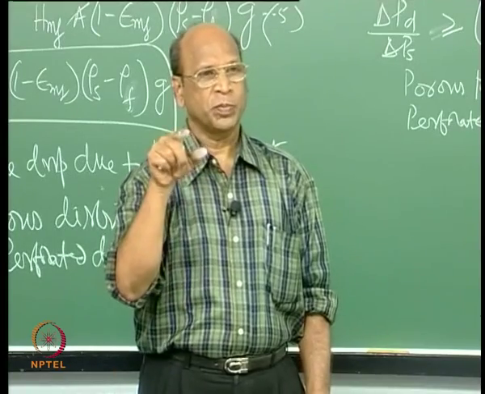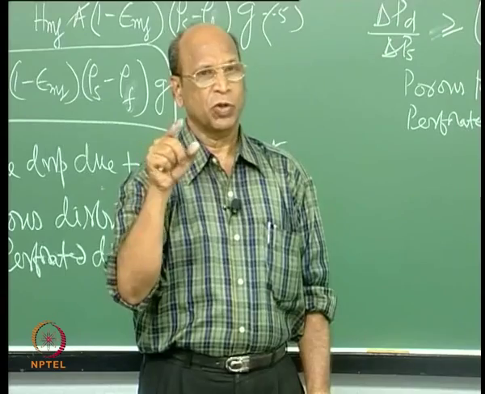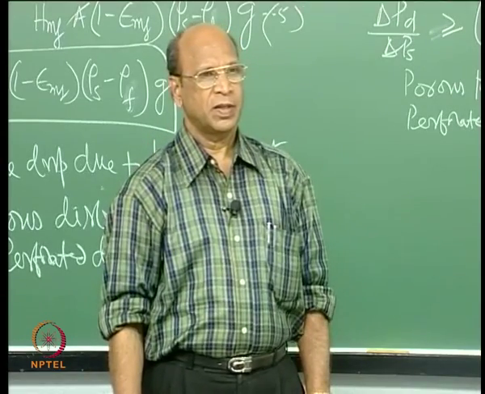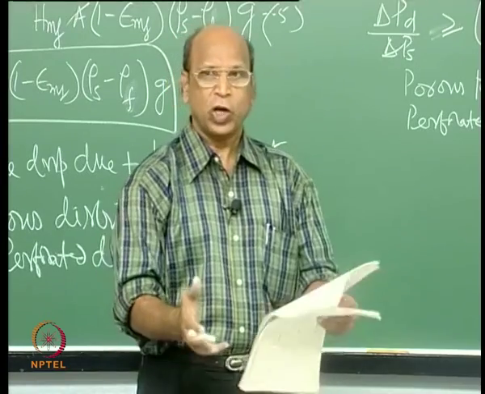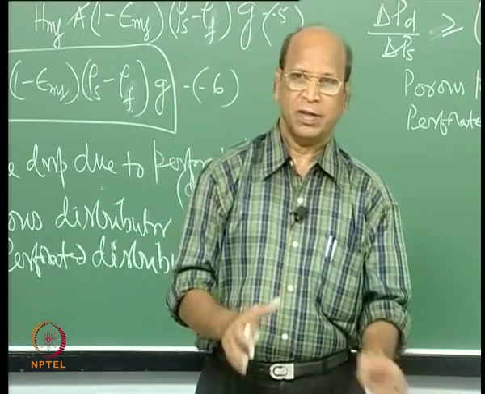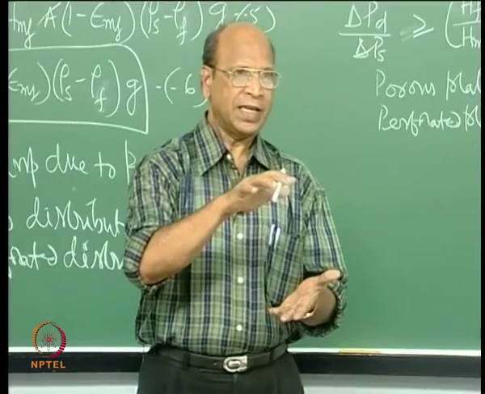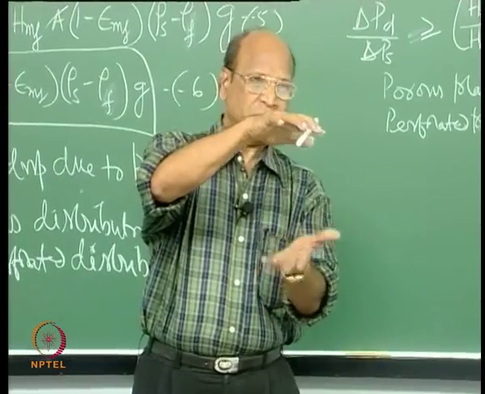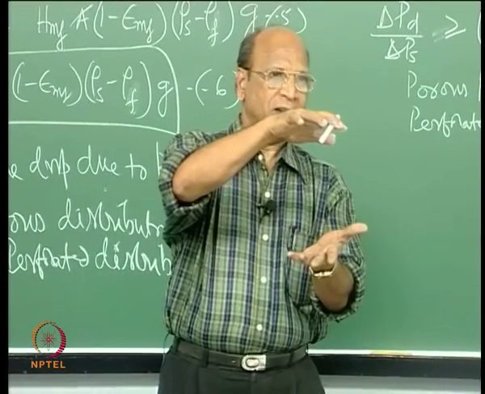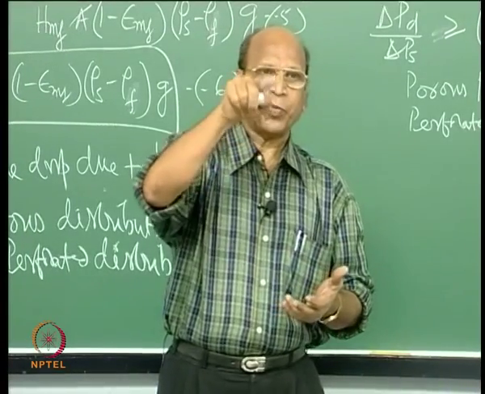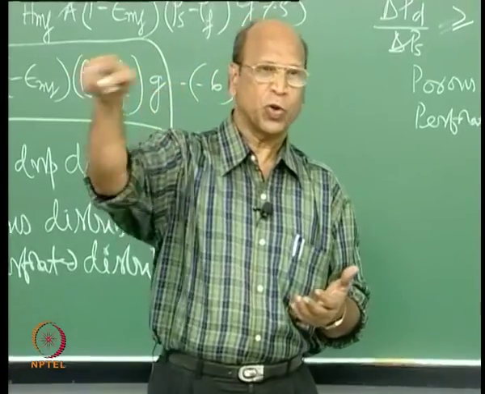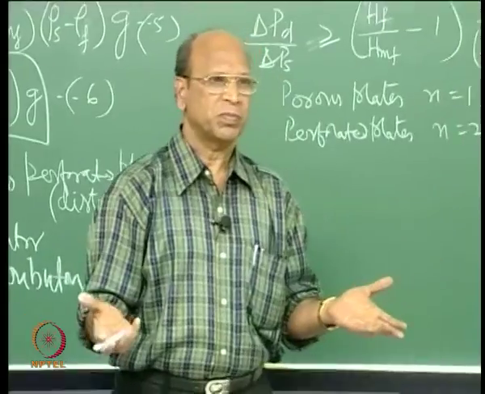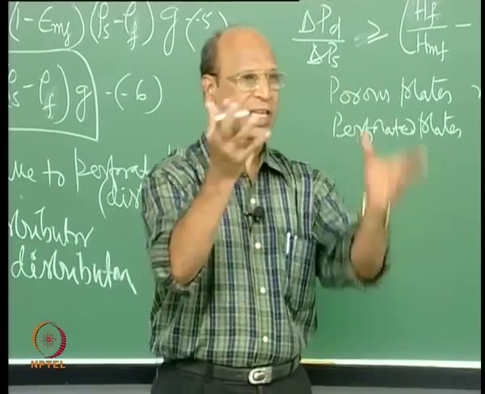HMF by 1 minus epsilon. HF equal to? HMF by 1 minus epsilon. What will happen to 1 minus epsilon F? It is the volume balance, right. So, when you have the packed bed, you have this height. When you have almost minimum fluidization velocity, HF into 1 minus epsilon F equal to HMF into 1 minus epsilon MF. That is simply volume balance, you know, height changes.